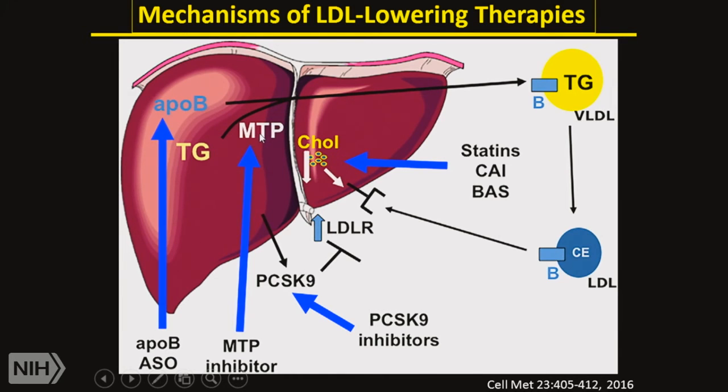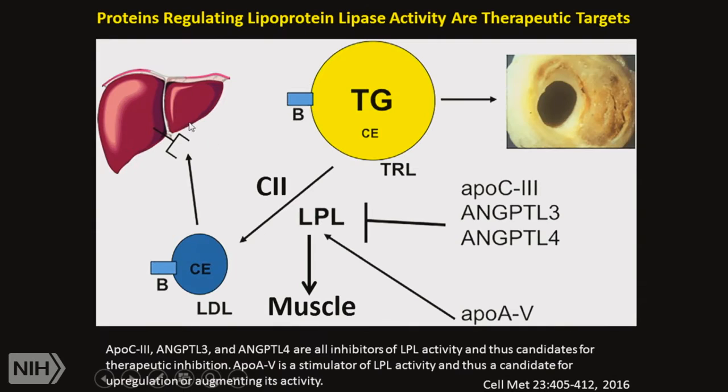There's also MTP. Wait, that's the disorder in abetalipoproteinemia. That's what allows it to secrete. They have an inhibitor of MTP. Well, all these, what do they have to worry about? Fatty liver. Fatty liver could be a complication of these because abetalipoproteinemia patients have fatty liver. So safety is potentially a factor here.